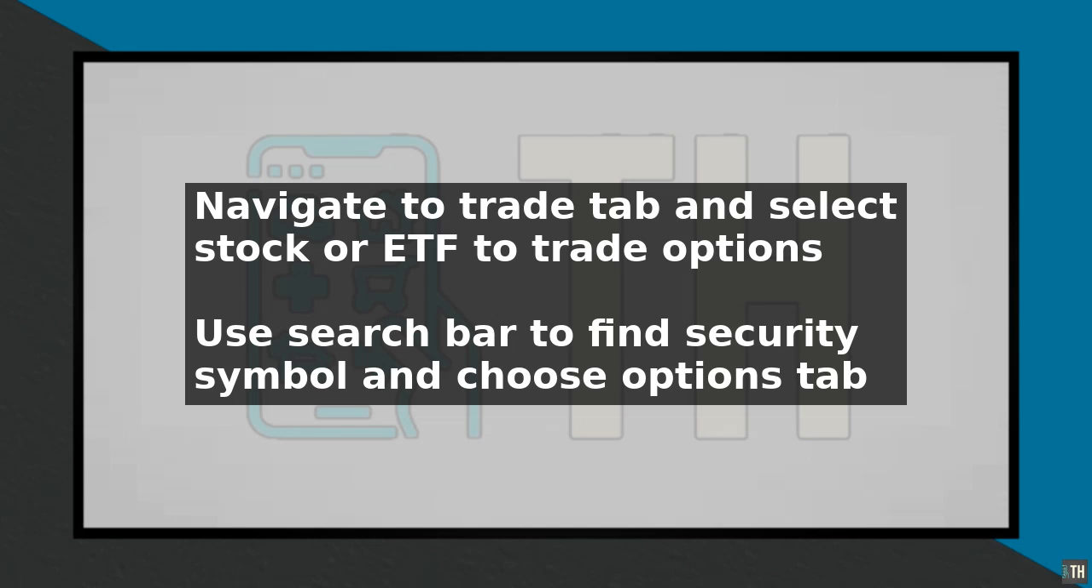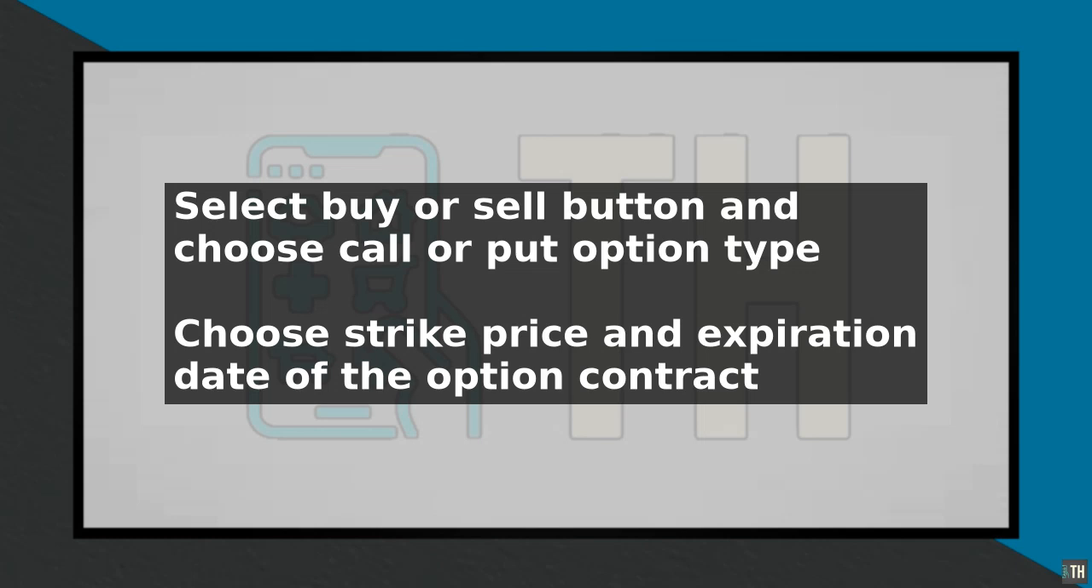of the underlying security. Before placing your trade, review the order details, including the option symbol, strike price, expiration date, and number of contracts. Also, review the quotes and the estimated cost of the trade. If everything is correct, submit your order to buy or sell the options contract.